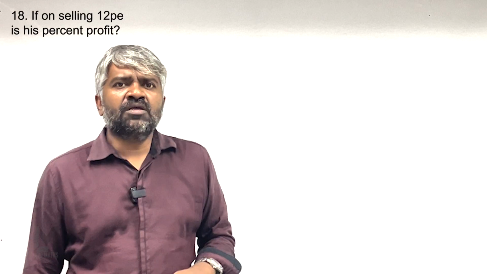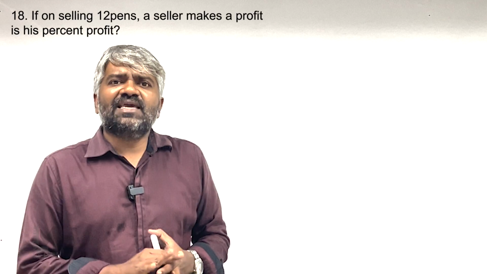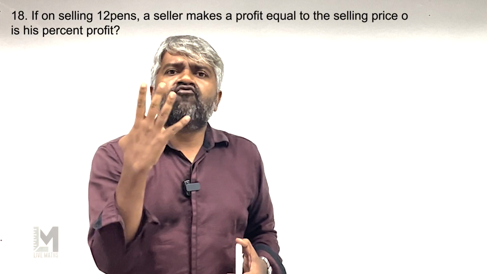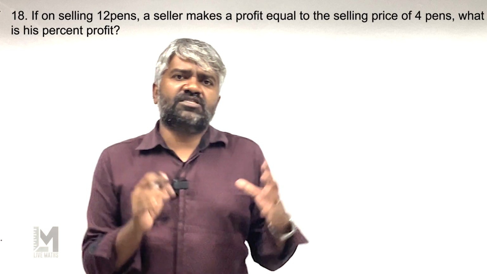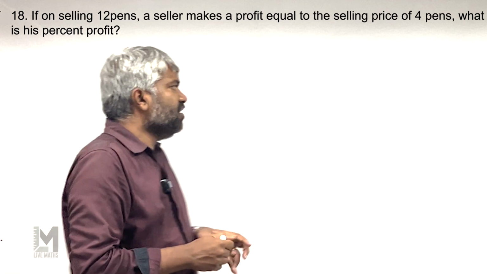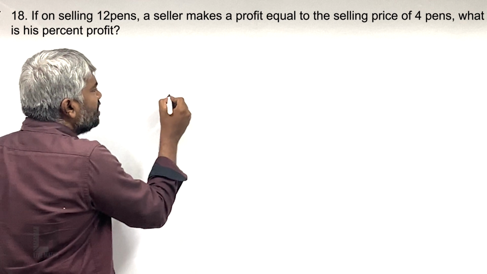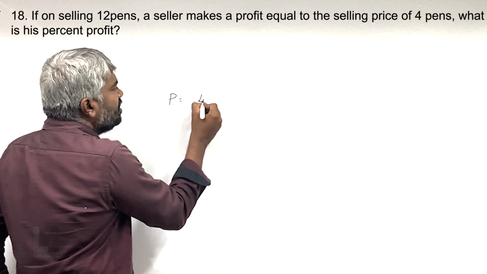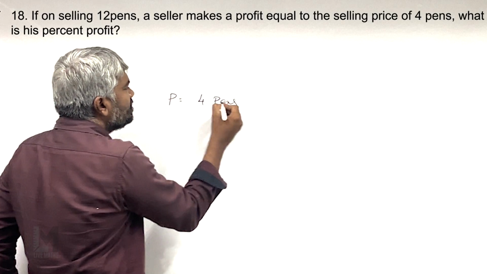Next question. This question is similar to the question which we have seen previously, right? Now a shopkeeper is selling 12 pens. While selling 12 pens, he gets a profit of 4 pens. That is, while selling 12 pens, he makes a profit of 4 pens, right? Now how many pens are profit for him? Profit is 4 pens, right?